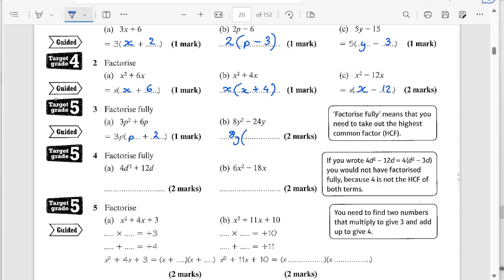And we would need to times 8y by y to get 8y squared. And we would need to times 8y by 3 to get 24y, and then a negative symbol in the middle.